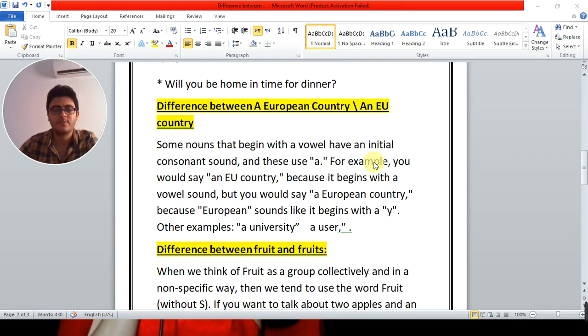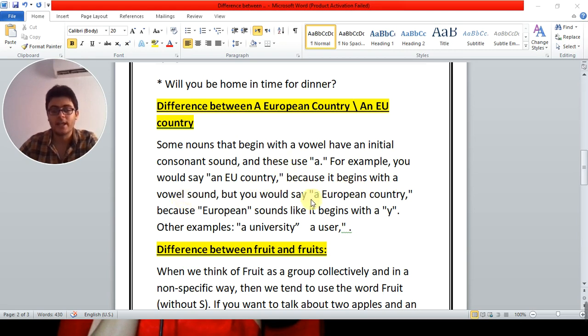Alright, let's move on to the difference between a European country and an EU country. When should I use the article a and when should I use the article an? Let's see. Some nouns that begin with a vowel have an initial consonant sound, and these use a. For example, you would say a EU country because EU begins with a y sound. We're dealing with the sounds, not the letters. Again, we're dealing with the sounds, not the letters. Because it begins with a consonant sound.